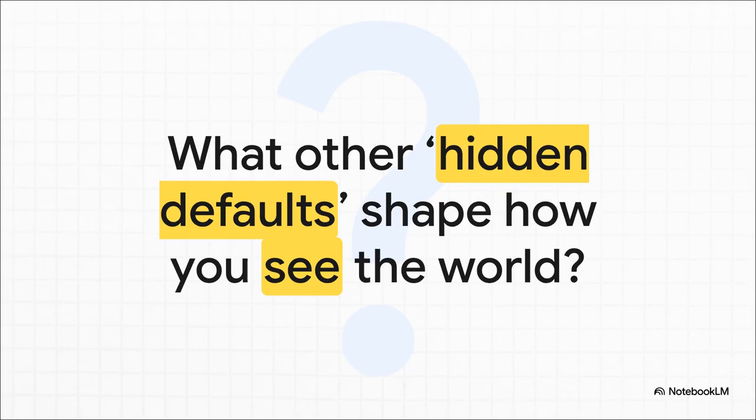If our language has these built-in default settings for something as simple as opposites, what other hidden defaults are baked into our words? What other invisible rules are shaping how you ask questions, how you frame arguments, and ultimately how you actually see the world every single day? It's something to think about for sure.